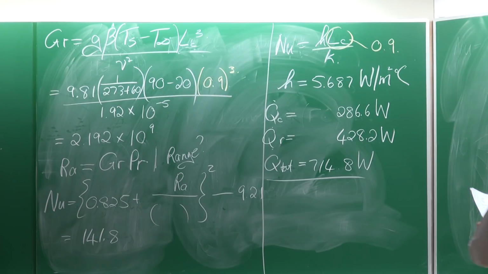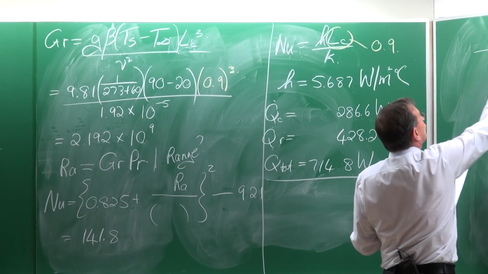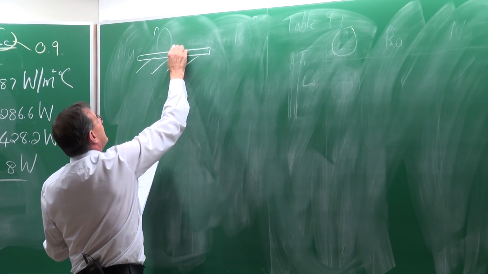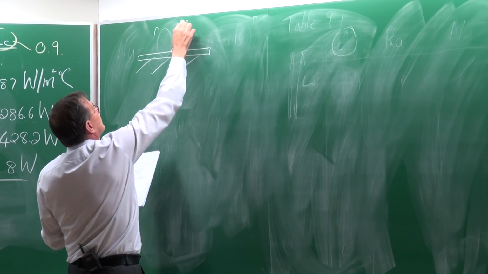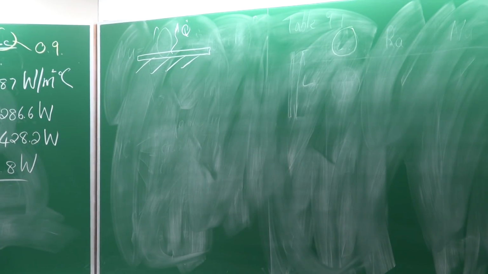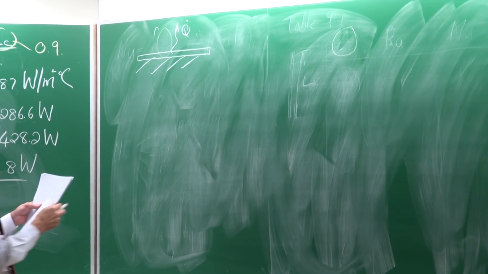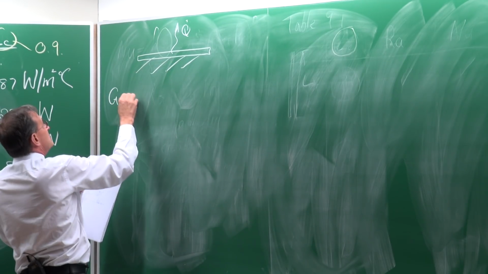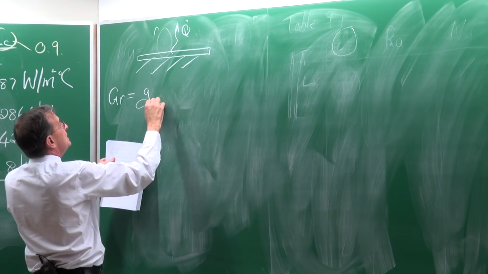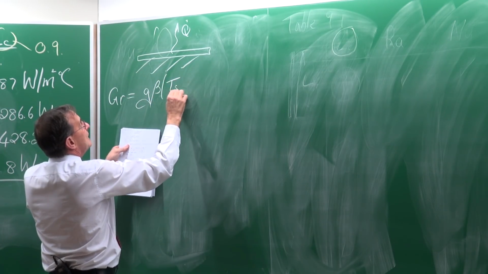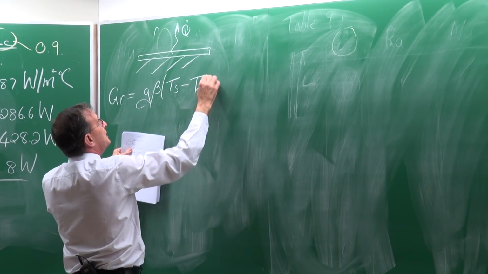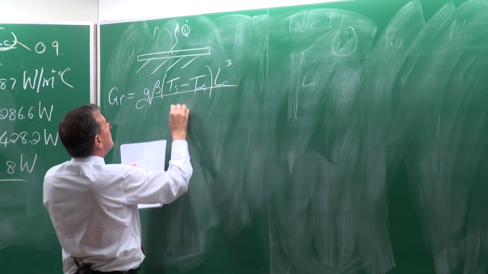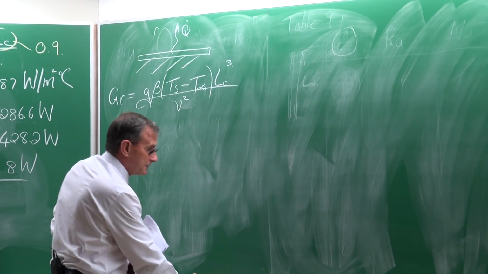Okay, let's change the orientation to horizontal. It's insulated there, and the heat transfer can only occur in the upward direction. Again, the Grashof number is equal to g beta, Ts minus T infinity, multiplied by the characteristic length, like that.